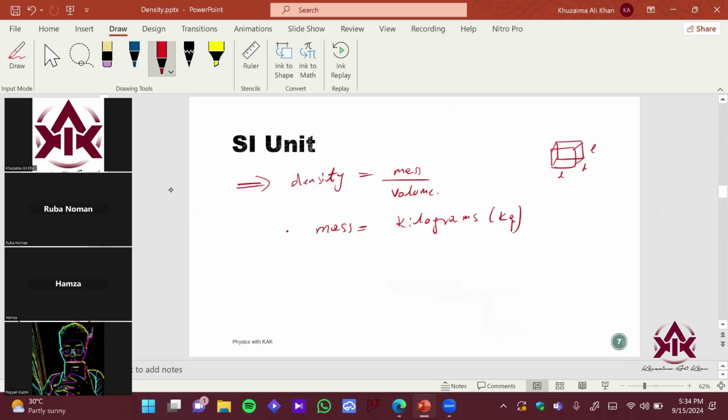Where do you find the volume of a cube? Volume is basically L cube, right? If you recall, if you have a pencil, what is the SI unit of volume? How do we measure length? Length is measured in meters, so volume is meter cube, which is called cubic meter.